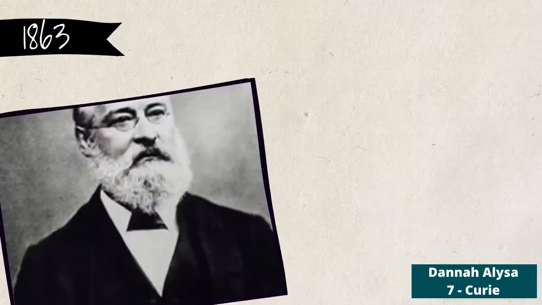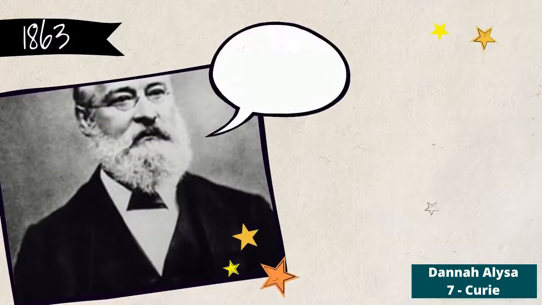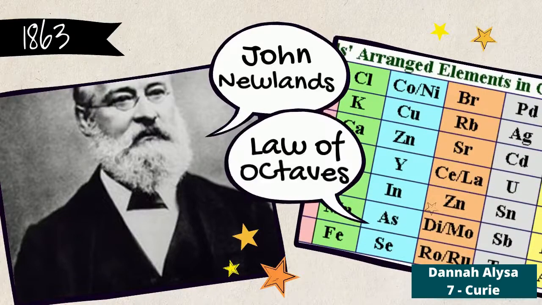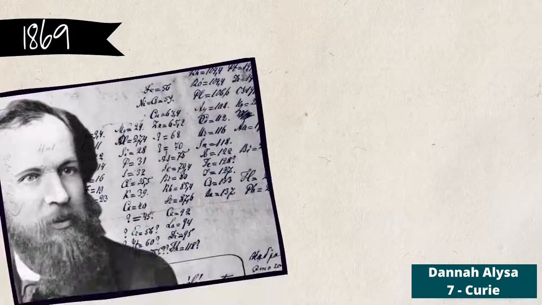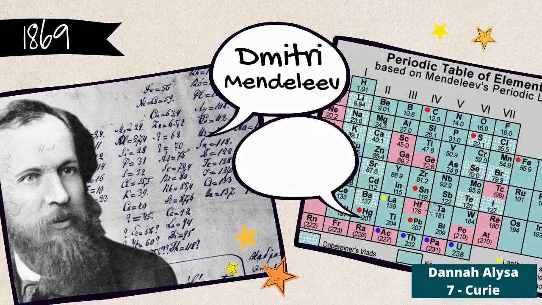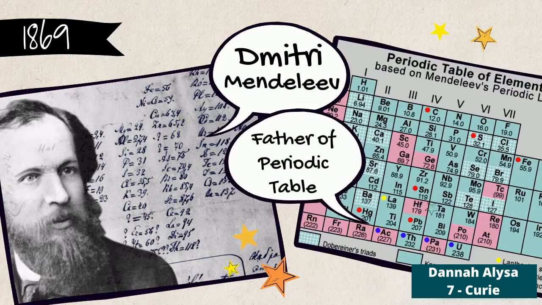In 1863, a British chemist named John Newlands was the first person to arrange the elements into a periodic table with increasing order of atomic masses. He arranged the elements in 8 groups but left no gaps for undiscovered elements. In 1869, Russian chemist Dmitry Mendeleev created the framework that became the modern periodic table, leaving gaps for elements that were yet to be discovered.